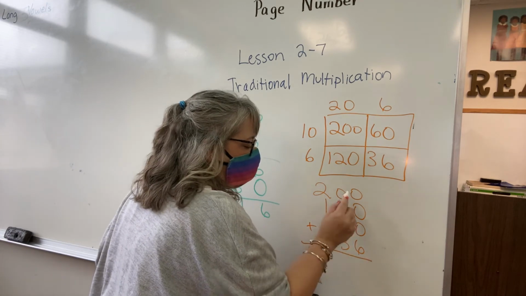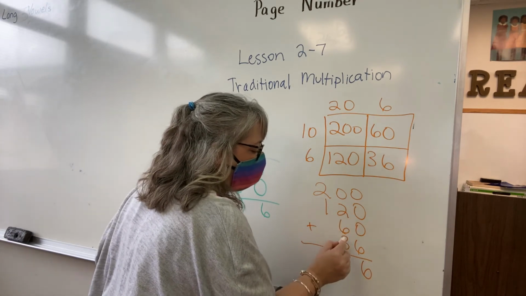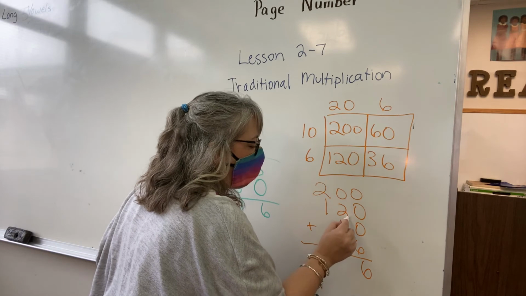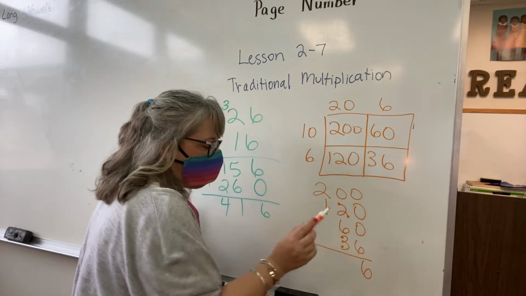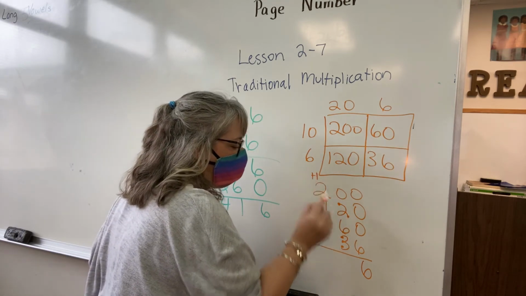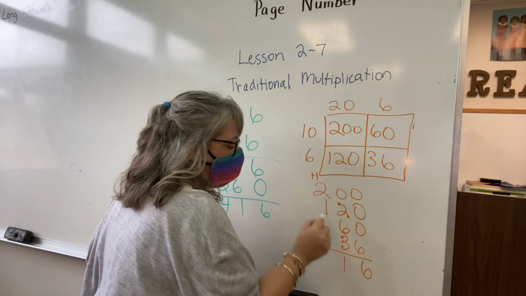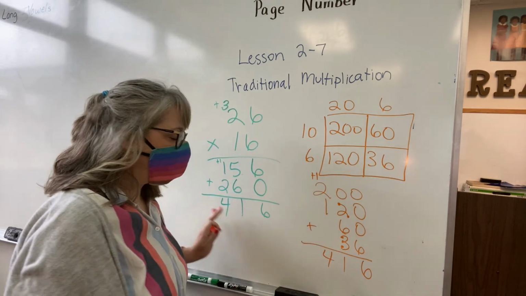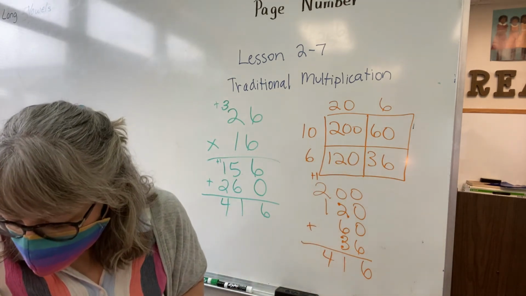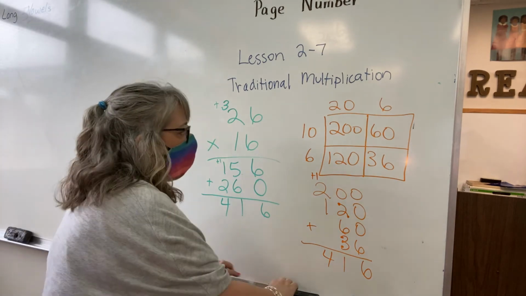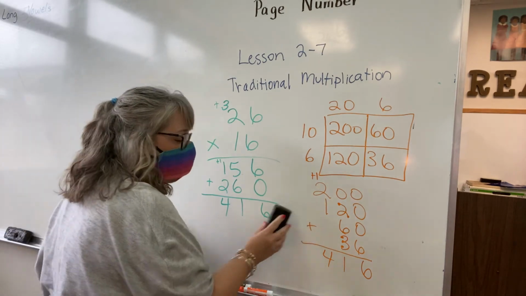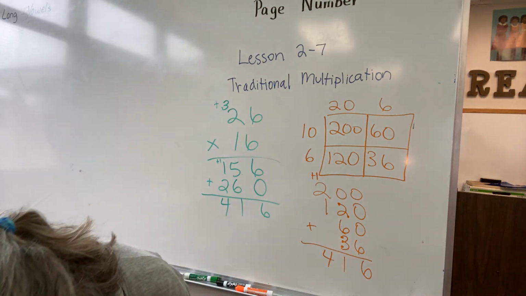6 plus 0 plus 0 plus 0 is 6. So 6, 7, 8, 9, 10, 11. So 6 plus 3 plus 2 is 11. 2 plus 1 plus 1 is 4. 416. All right. I want you all to practice the next one on your own.